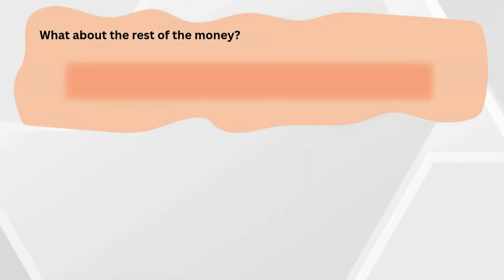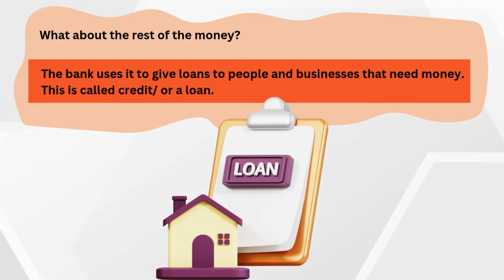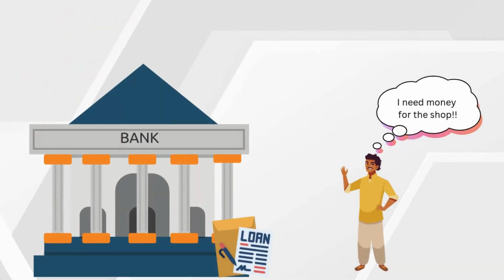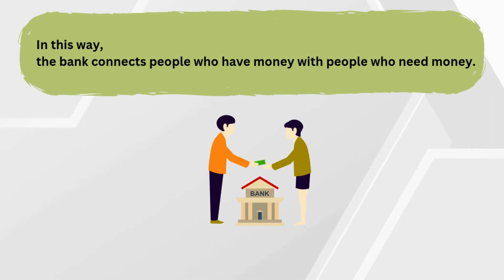What about the rest of the money? The bank uses it to give loans to people and businesses that need money. This is called credit or a loan. For example, if someone needs money to start a shop, the bank gives them a loan from the money you deposited. In this way, the bank connects people who have money with people who need money. But here's the important part.